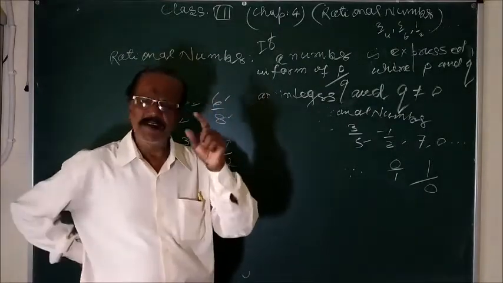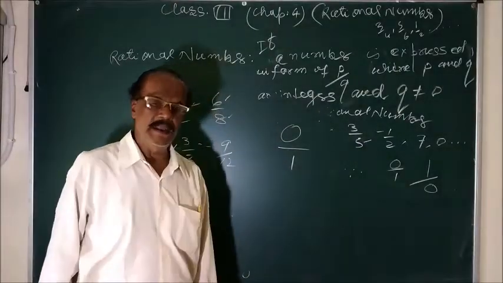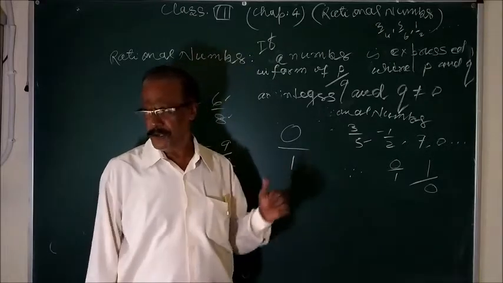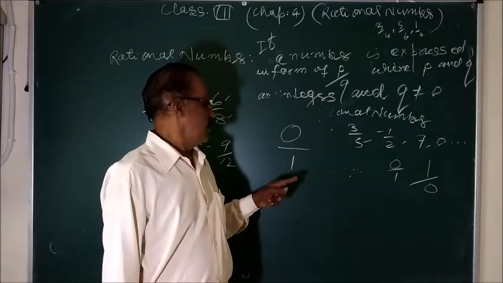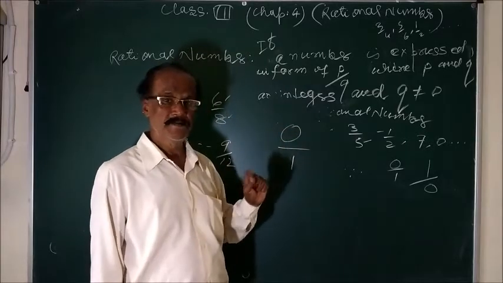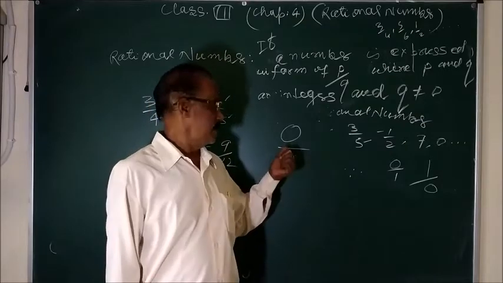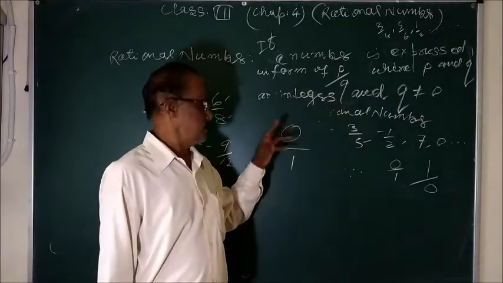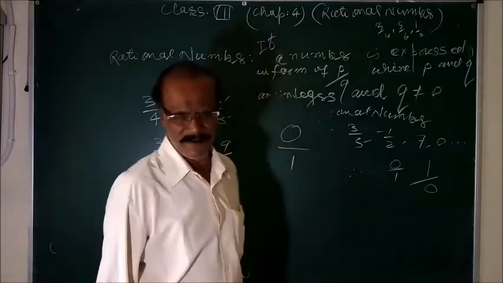If you ask, sir, why is 0 a rational number? 0 can be written as 0 by 1. Any whole number, you can put denominator 1, no change in the value. So 0 is 0 by 1, 5 is 5 by 1. So both conditions are satisfied here: 0 and 1 are integers, p and q are integers, and q is not equal to 0, 1 is not 0. Therefore the condition is fulfilled, and therefore 0 is a rational number. But 1 by 0 is not defined, you will remember.